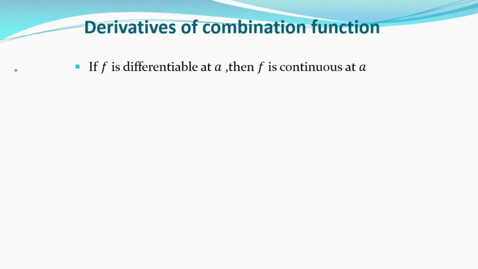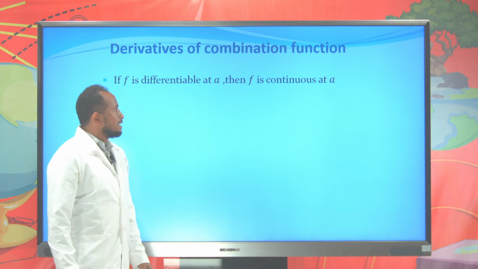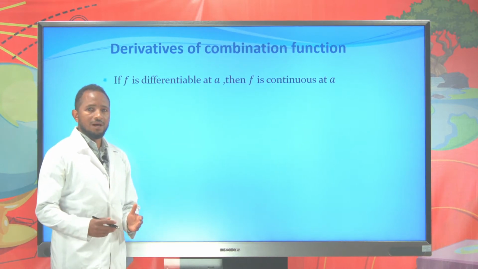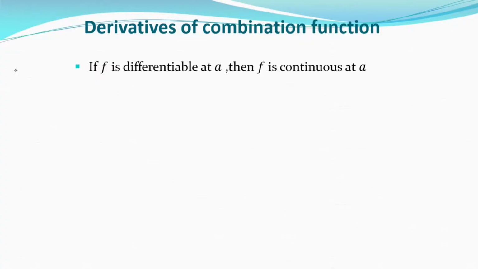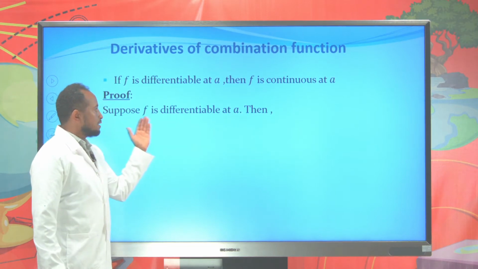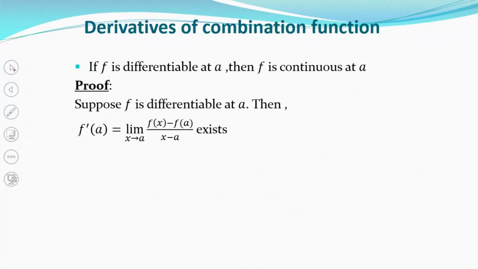Before directly going to deriving combination functions, first let's see one theorem. The theorem says if f is differentiable at a, then f is continuous at a, which means that differentiability implies continuity. Let's prove this theorem. Suppose f is differentiable at a, then the derivative of f at a is equal to the limit of f of x minus f of a over x minus a, where x approaches a, exists.